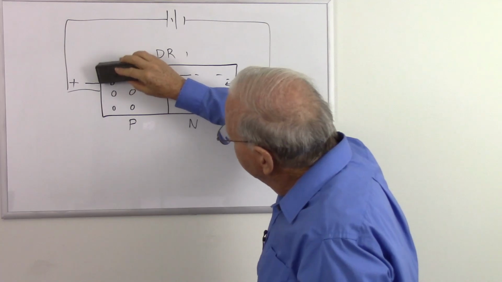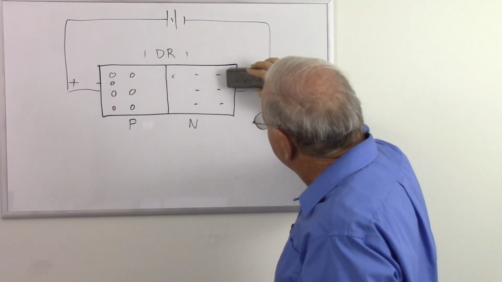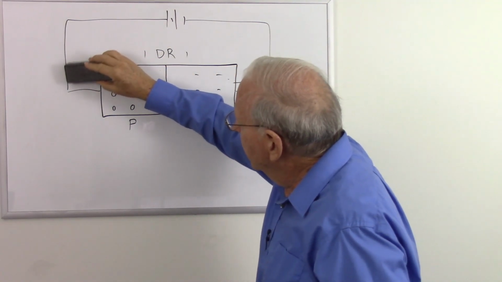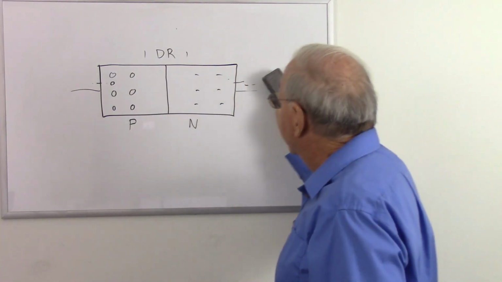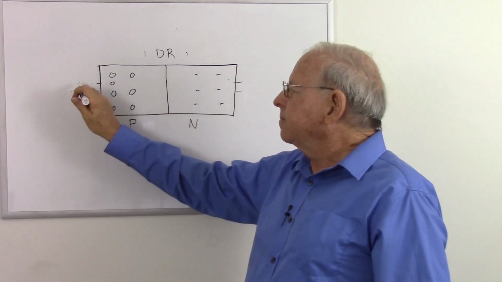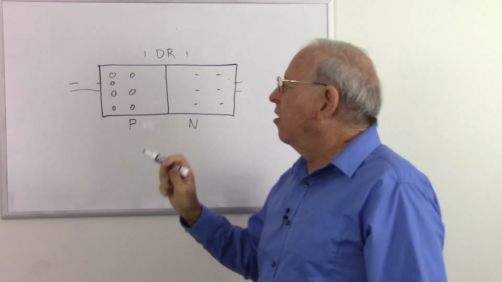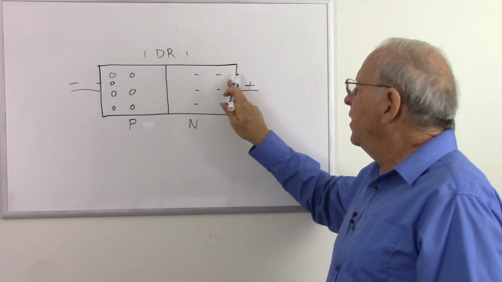Let's put our depletion region back in there, get rid of our extra holes and our charges, and we'll just get rid of the battery. We know that's going to be there when I talk about reversing the charge. Now let's put a negative charge on the P side and a positive charge on the inside.